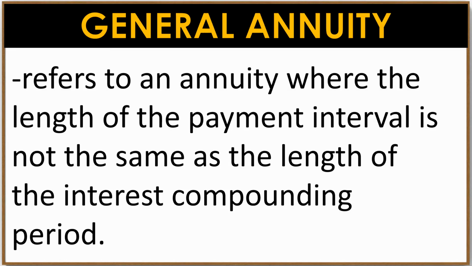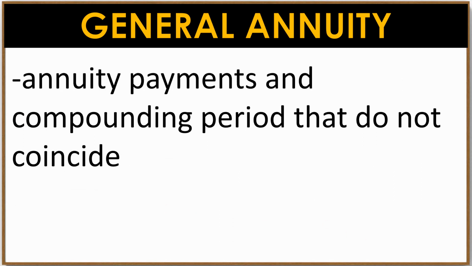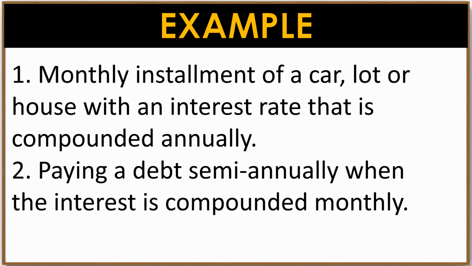Next, what about general annuity? What's the difference of general annuity to simple annuity? So when you say general annuity, the length of payment interval is not the same as the length of interest compounding period. Meaning to say, compounding period is not coinciding with the payment interval period. Okay, let us have an example.